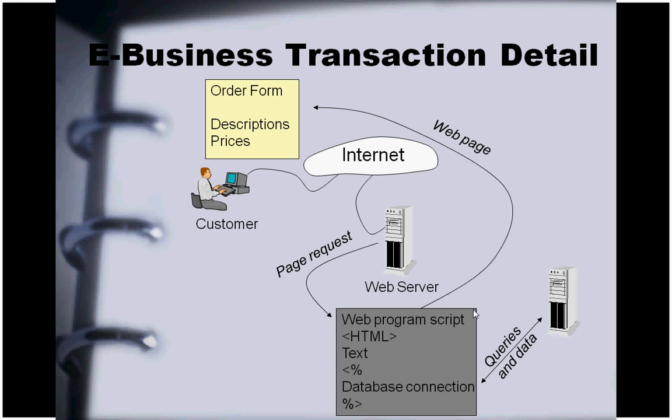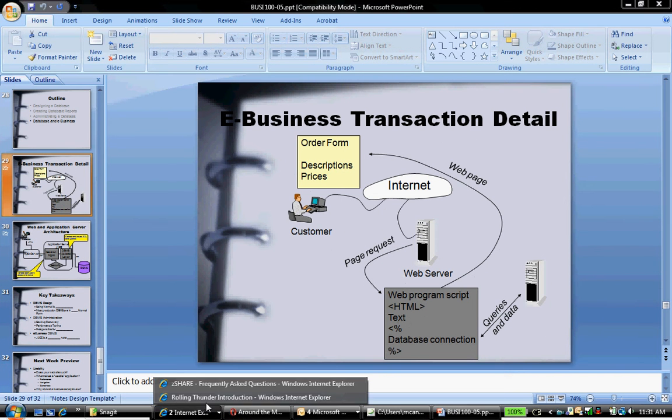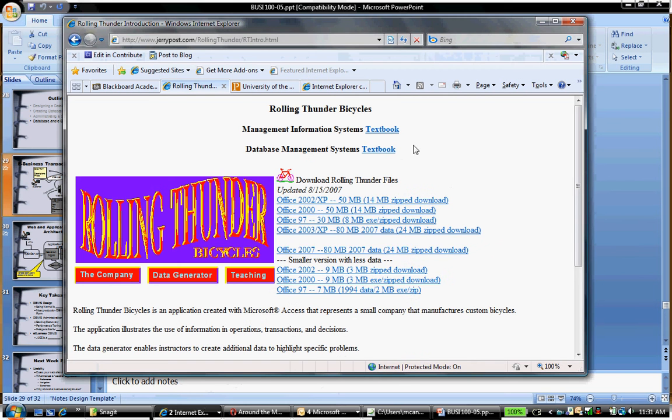But first, I want to make sure that everyone has the right version of the Rolling Thunder database. So let's take a look over here on the internet, and we want to go to jerrypost.com. Once you're at jerrypost.com, you're going to click on Rolling Thunder, and it's rtintro.html, but the links are there. Once you have gone to the jerrypost.com site, you'll see a bunch of different versions of Rolling Thunder.